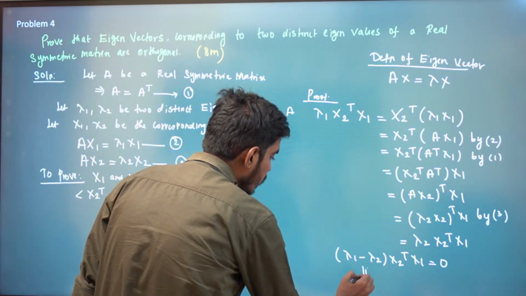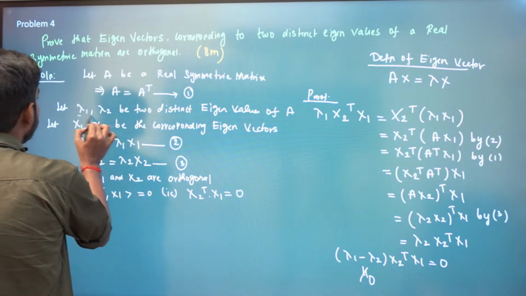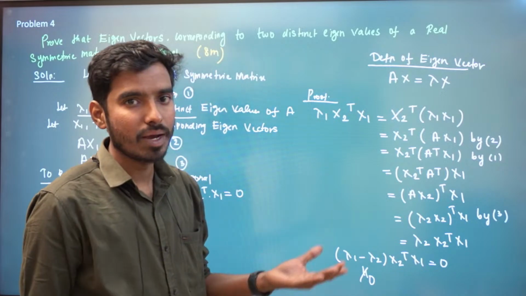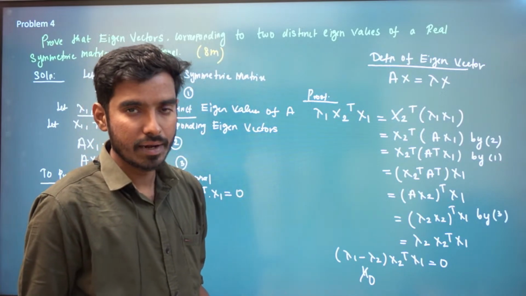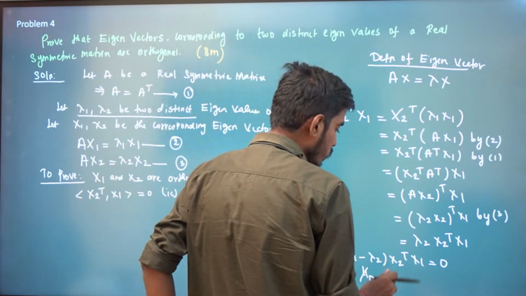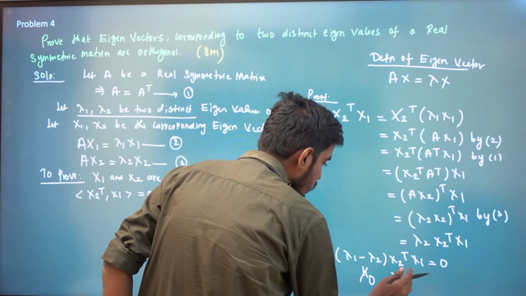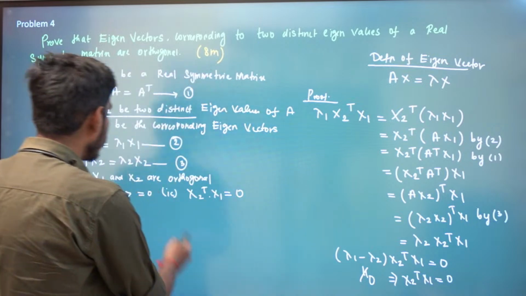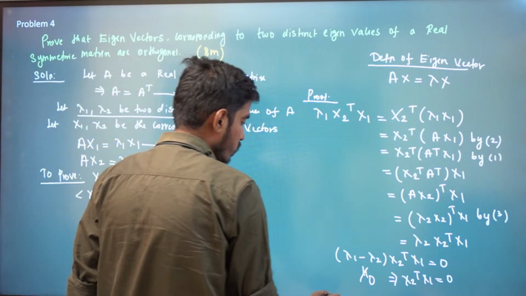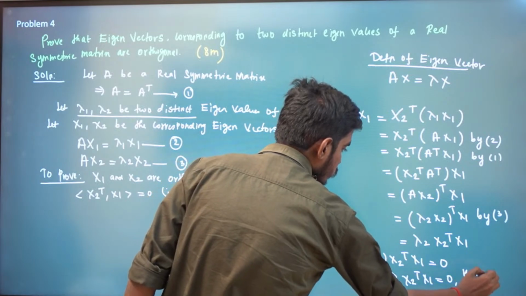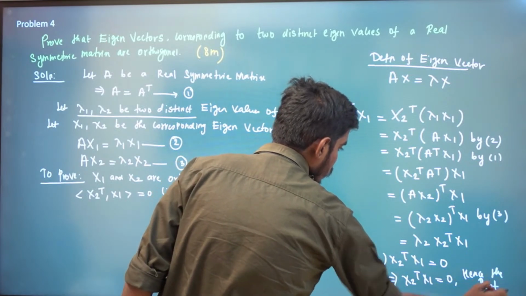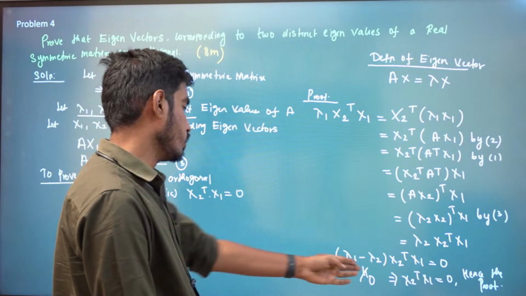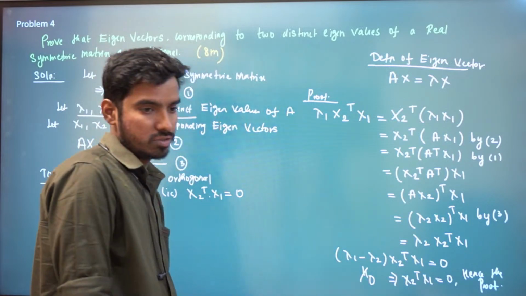This is not equal to 0, right? Because lambda 1, lambda 2 are distinct eigenvalues. These two are distinct numbers. So lambda 1 minus lambda 2 will be 0 when lambda 1 equals lambda 2. That is not possible in our case. So this is not equal to 0, but the product is 0. This implies this has to be 0. That is, x2 transpose x1 has to be 0. That is what we need to prove. So hence the proof. So we have proved that x1 and x2 are orthogonal, right? So we needed to prove x2 transpose x1 is equal to 0. Is it clear?